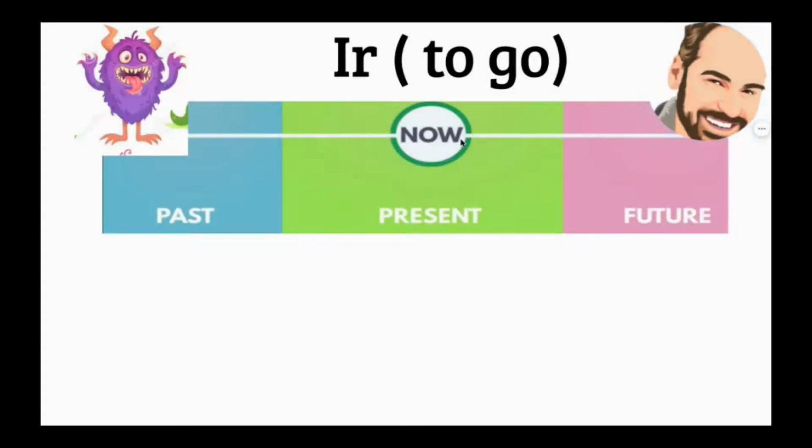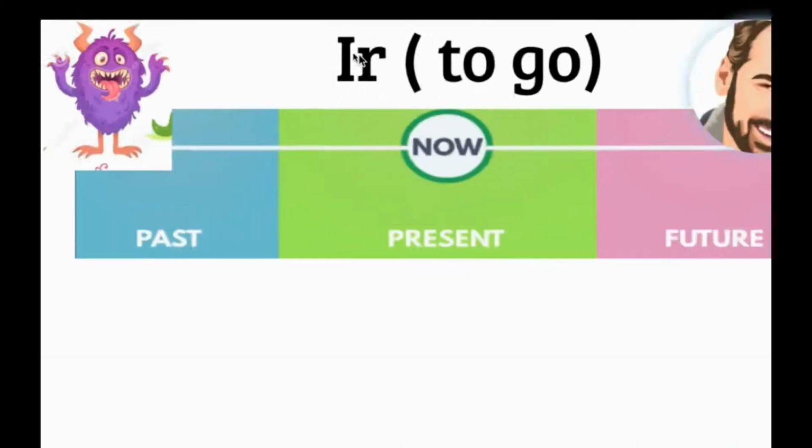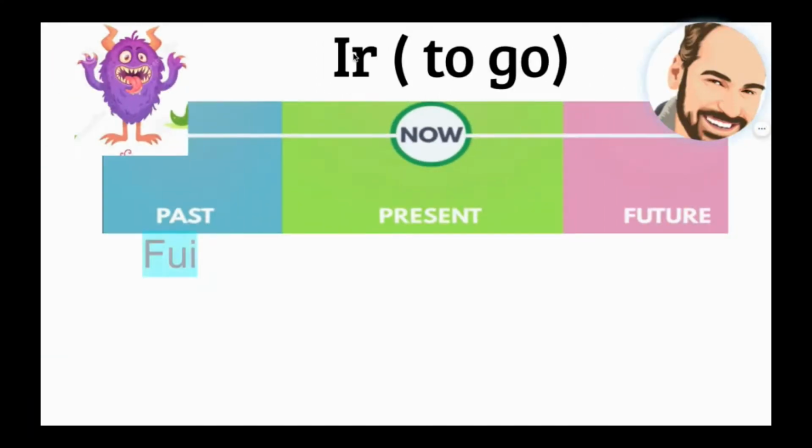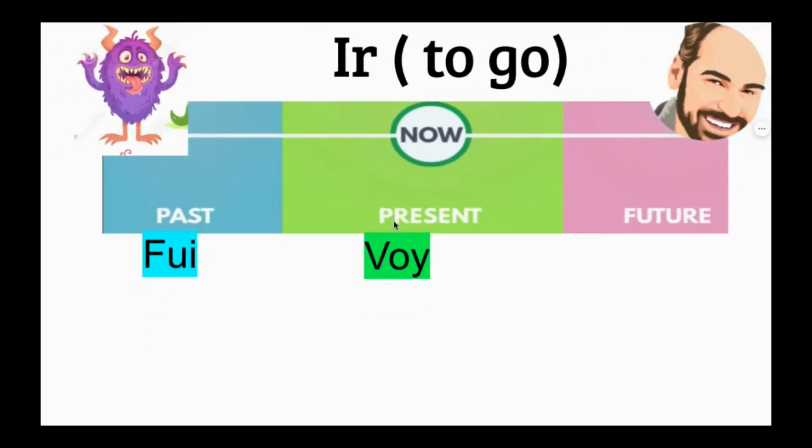To go. Now, this is a little bit confusing, so let me explain. Ir, I-R, is just to go. The past is fui. You probably know this already. Fui. I went. I go is voy. Voy. I go. So that's the difference between ir, to go, and voy, I go. For the future, iré. I will go.